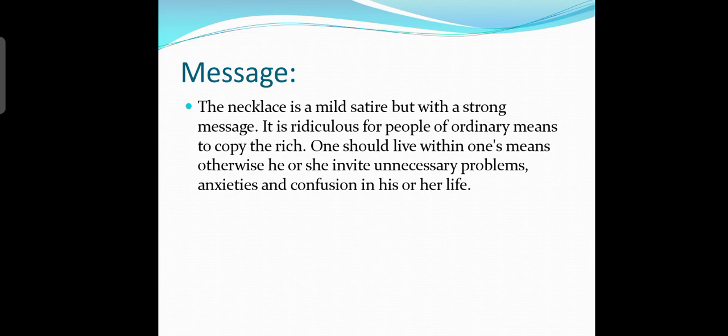We should be contented with our life, with what we have. We should be happy with it. We should not copy others. Otherwise, he or she invites unnecessary problems, anxieties, and confusion in his or her life. So, this is the main message of the story, that false pride is the cause of our sufferings.